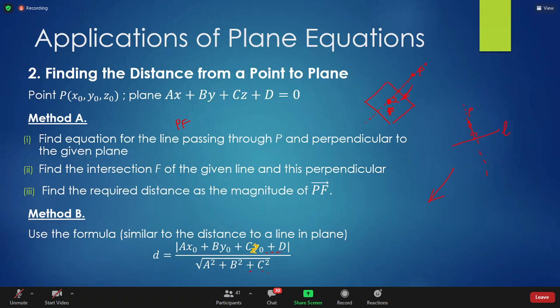And again, we choose depending on whether we need to find the point F. Is it required? If the only thing needed is the number, the distance, then of course we use method B. We use the ready-made formula. If we need to find the point F, if we perhaps need to find the symmetrical point like we did with the line, then of course method A would be better.